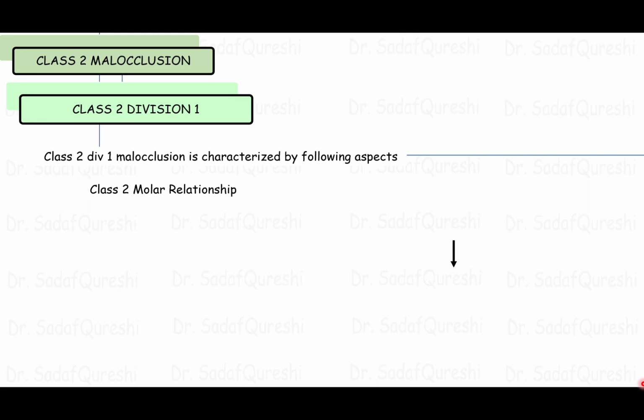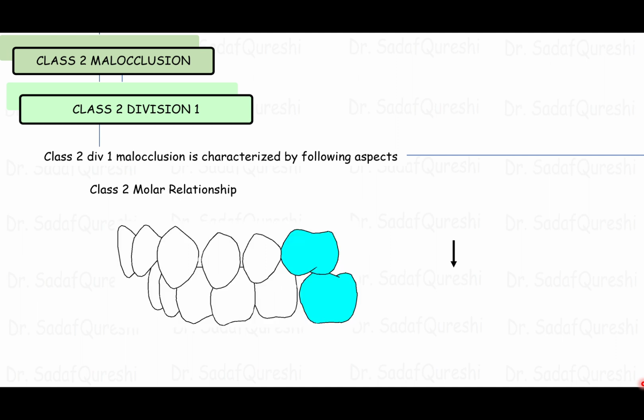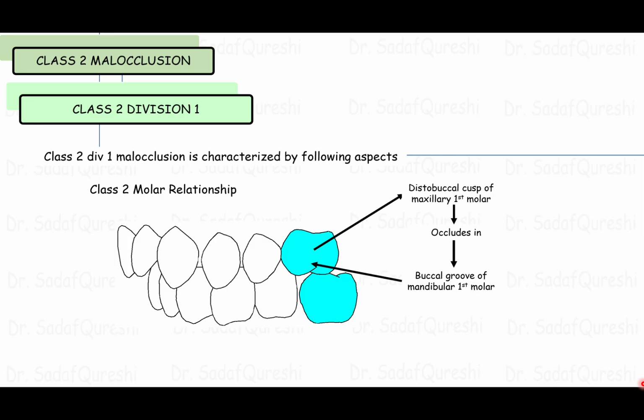The first thing is, in all of these, Class 2 Division 1, Class 2 Division 2 and Class 2 Subdivision, they will have a Class 2 molar relationship. So what is Class 2 molar relationship? Class 2 molar relationship is when the distal buccal cusp of the maxillary first permanent molar occludes in the buccal groove of the mandibular first permanent molar. This is called Class 2 molar relationship.